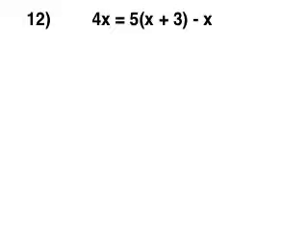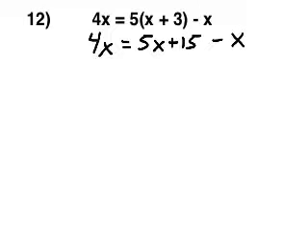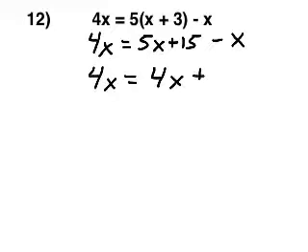Okay, we're getting a lot of practice with equations, which is a good thing. We really need it. Okay, so we have number 12, 4x equals 5 times x plus 3 minus x. Okay, so we can simplify the right side by doing the distribution. We'll do that. 4x equals 5 times x is 5x, 5 times 3 is 15, minus x. Okay, so we can still simplify the right side. We have two x terms, so 4x equals 5x minus x is 4x plus 15.